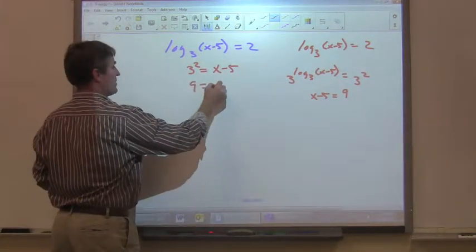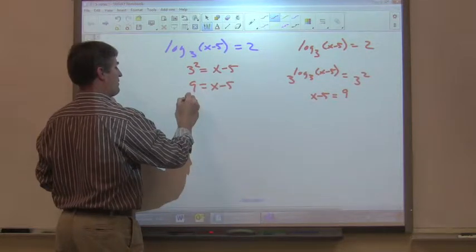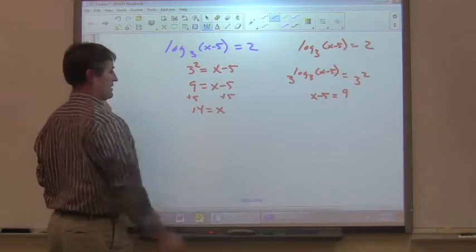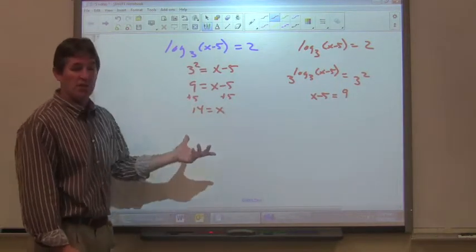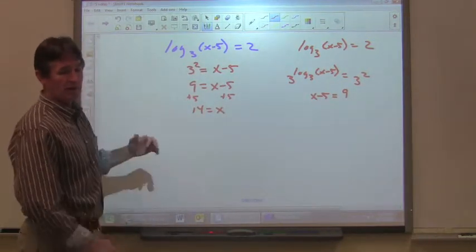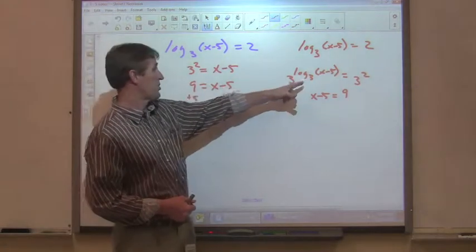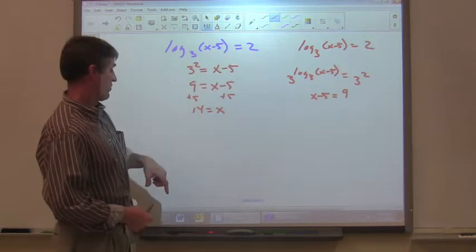So we get 9 equals x minus 5. We add 5 to both sides. And so 14 equals x. And so that's the way I'll do them as I show the examples on here. Up to you which way you want to do it. But this is the way the book shows it, but I would just switch it to exponential form.